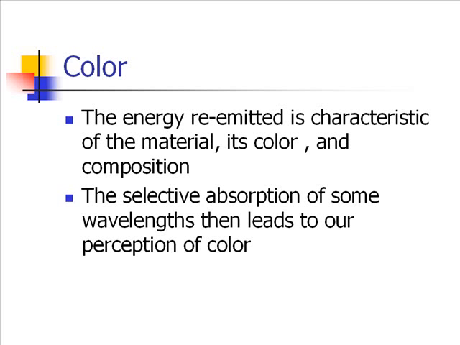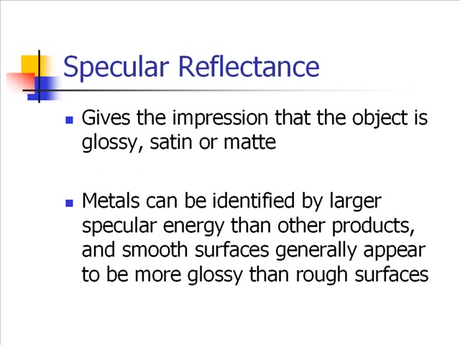And then on the other hand, specular reflectance gives us the impression of that object as either being a shiny object, a satin finish, a matte finish. You know, when you go to the paint store, you can buy paint, either glossy paint or a satin finish, which is duller, or flat, which is the dullest of all. Metals can be identified by larger specular energy than other products, and smooth surfaces generally appear to be more glossy than rough surfaces. So think of a shiny piece of metal like the side of your car. It has a lot of gloss to it. A lot of specular reflectance comes off of that surface.